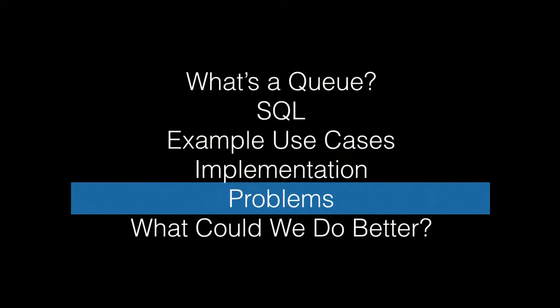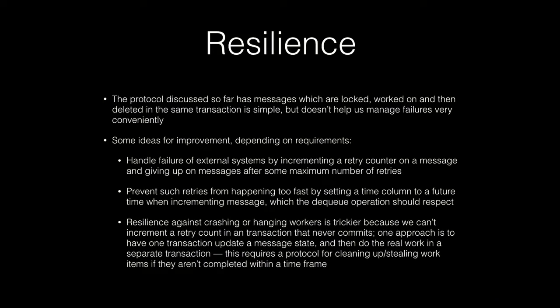Okay, so what kind of problems do we face when we try to implement these things? That very simple protocol I described had messages which are locked, worked on by some kind of worker process while they're locked, and then deleted in the same transaction, which is very simple. But it doesn't really let us deal with failure modes very well. For example, what if you can't send an SMS, if that's what the worker is trying to do? You probably want to retry.